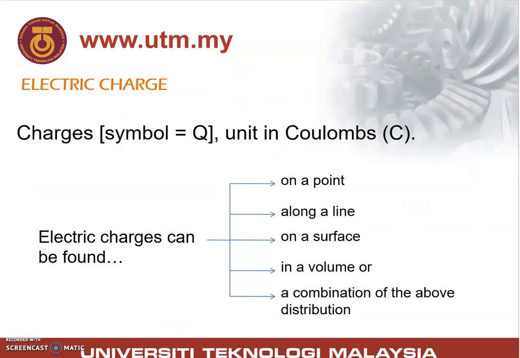Now the electric charge, the symbol is Q and it is measured in coulombs, C. Electric charge can be found on a point, along a line, on a surface, in a volume, or a combination of the above distributions. For example, you can find electrostatic charge from a wall. When you rub it on a certain surface, then you have some static charge, right? That is one of the common examples.